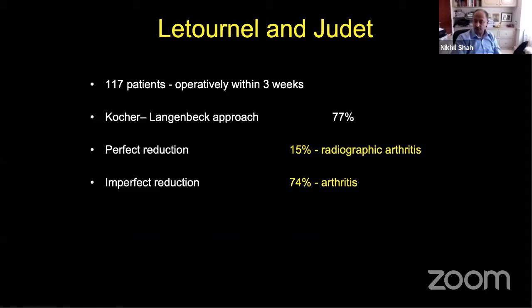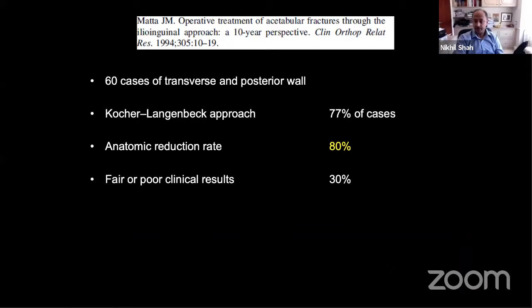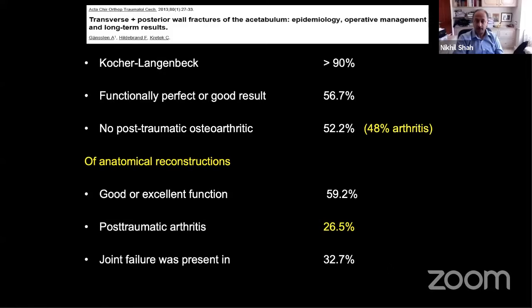The vast majority of these authors were able to deal with their transverse and posterior wall fractures in 80% of the cases using just a Kocher-Langenbeck. But even with a perfect reduction, 15 to 20% got arthritis. If the reduction was not perfect, almost 75% got arthritis. Again, the anatomic reduction rate in Matta's paper was also 80%, but despite that, 30% had poor results.